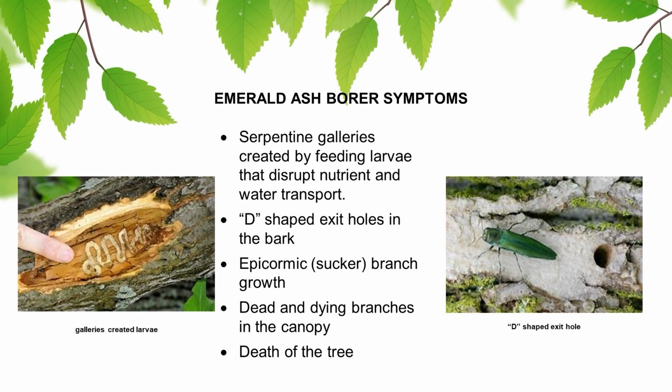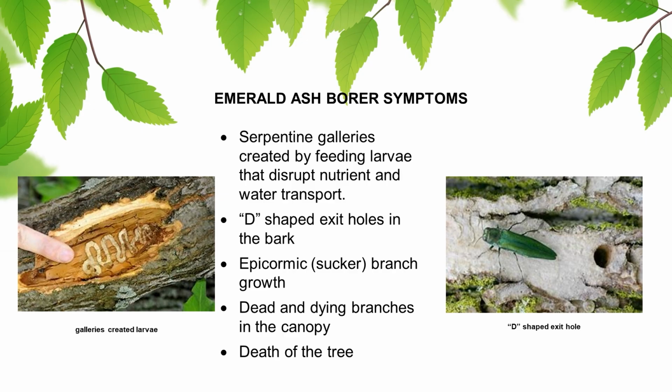Emerald ash borer symptoms. Serpentine galleries under the bark are created by the feeding larvae. The galleries disrupt the movement of nutrients and water throughout the tree. D-shaped exit holes in the bark of the tree are created by the adults as they emerge from the tree during the spring.